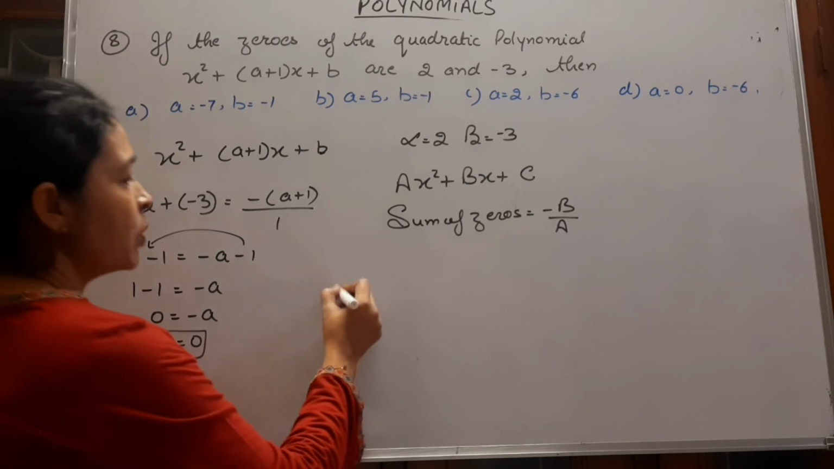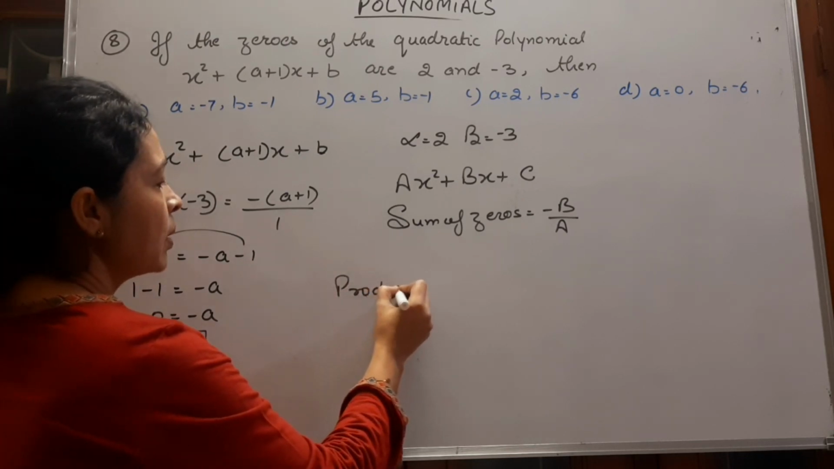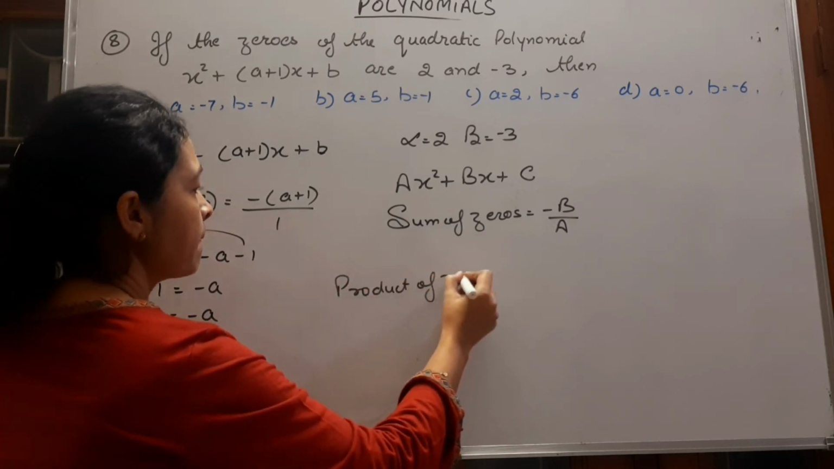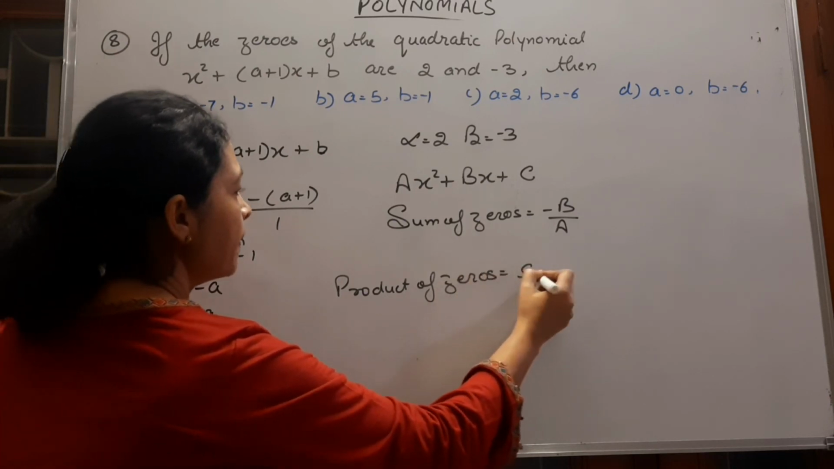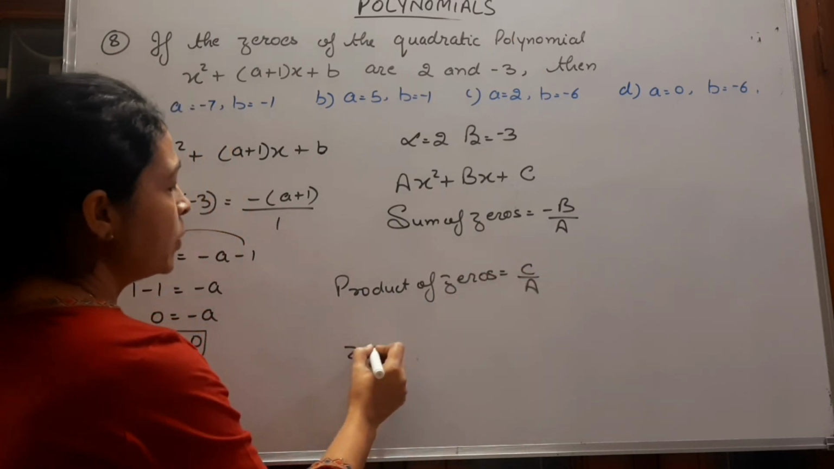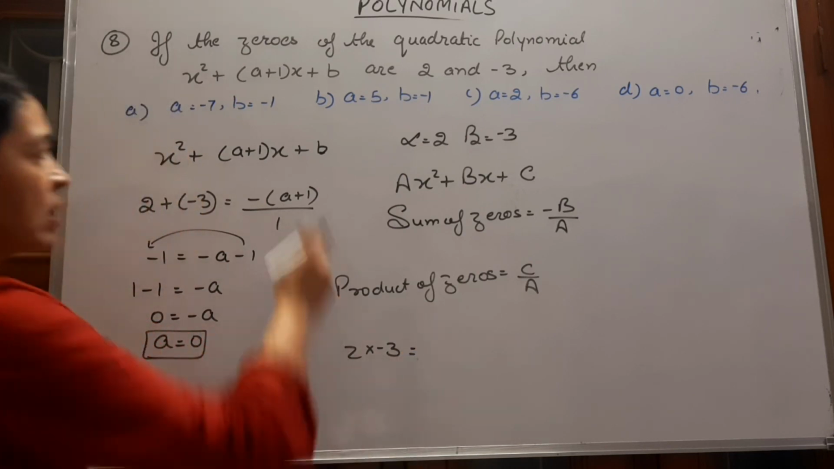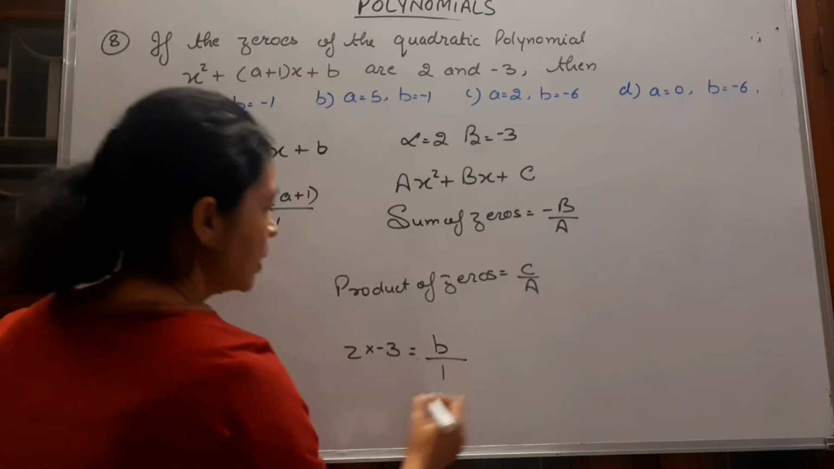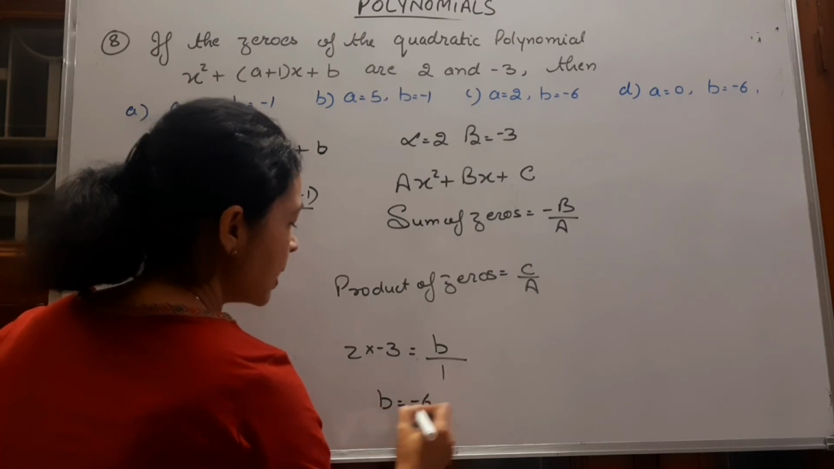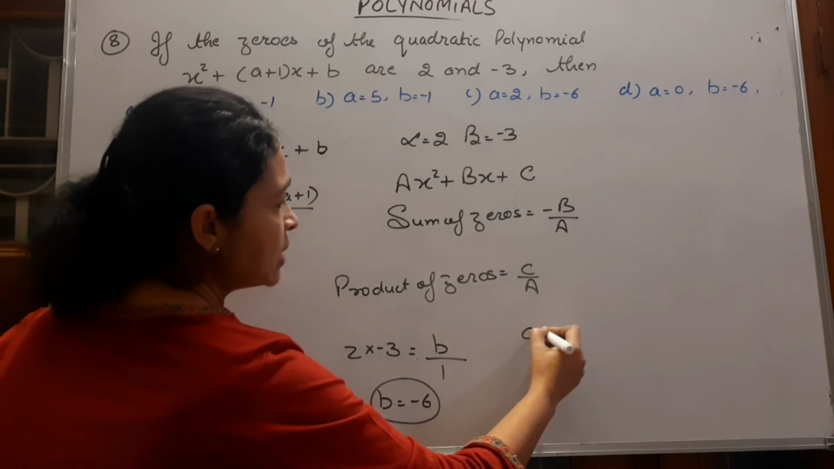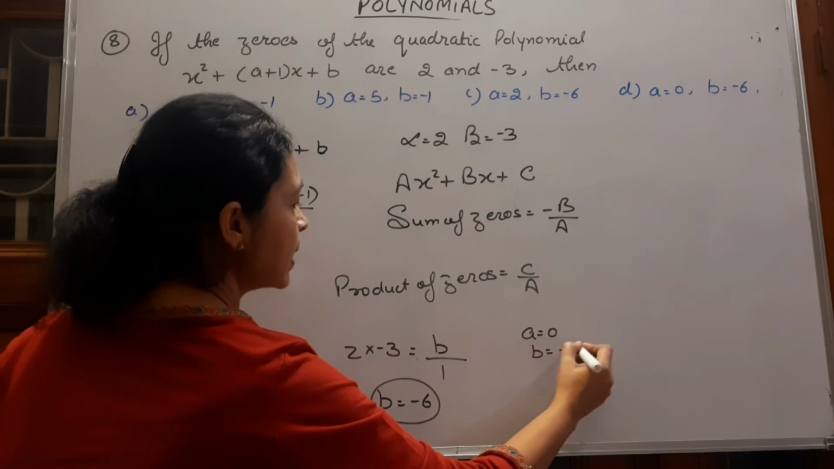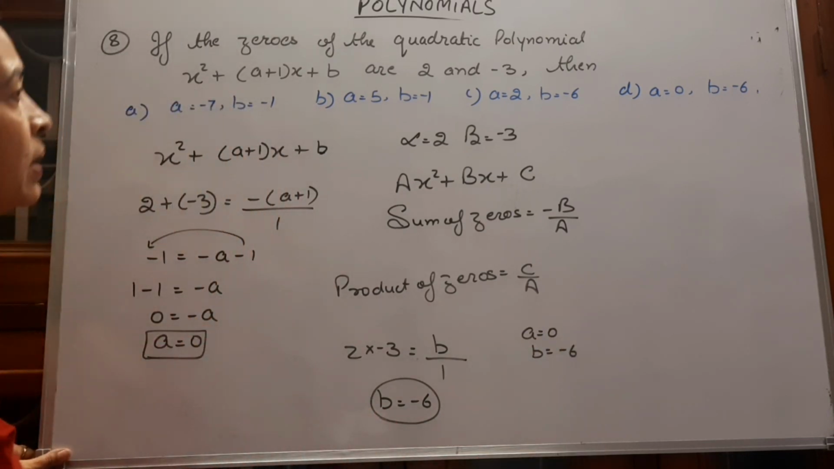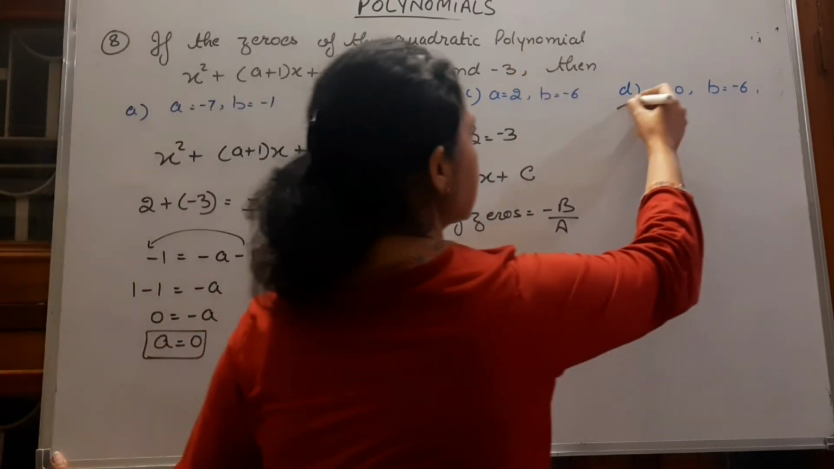Now what is the product of zeros? Product of zeros is C upon A. So 2 into minus 3 equals, what is C in this case? b upon A, where A is 1. So b is equal to minus 6. So we have a is 0 and b is minus 6. So which is the correct option? Option D is our correct option.